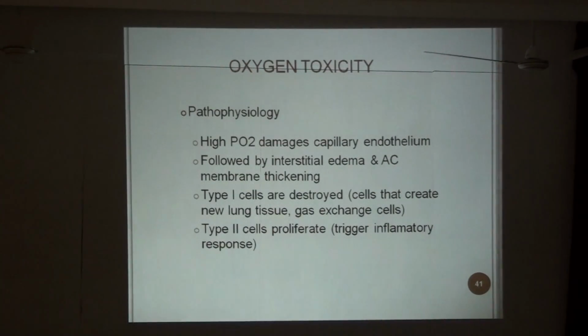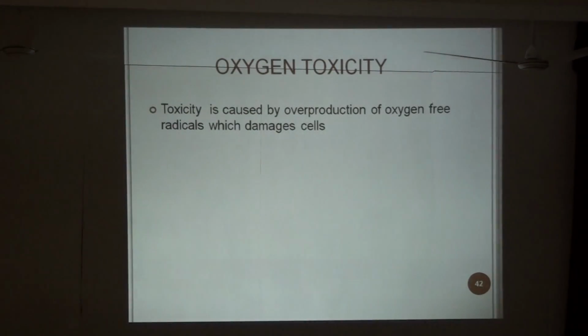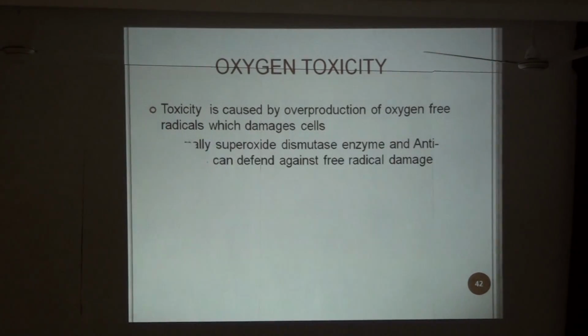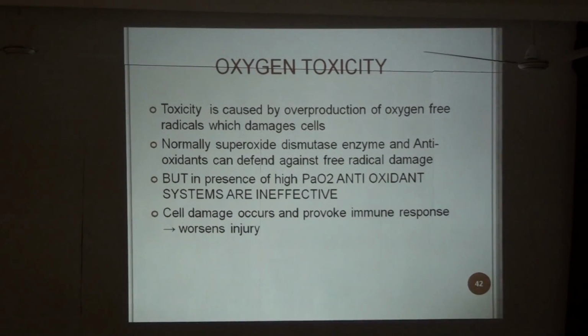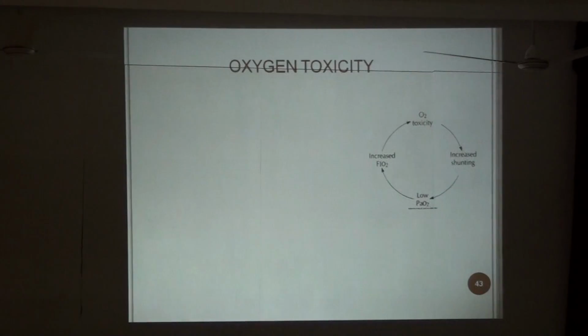The pathophysiology of oxygen toxicity on the lungs we all know. Type 1 cells are destroyed and type 2 cells proliferate. Toxicity is caused by overproduction of oxygen free radicals which damage cells. Normally the superoxide dismutase enzyme and antioxidants can defend against them, but in the presence of high PO2 the antioxidant systems are ineffective. So that is the basic background of oxygen toxicity. Cell damage occurs and provokes an immune response that worsens injury. So a vicious cycle sets in.